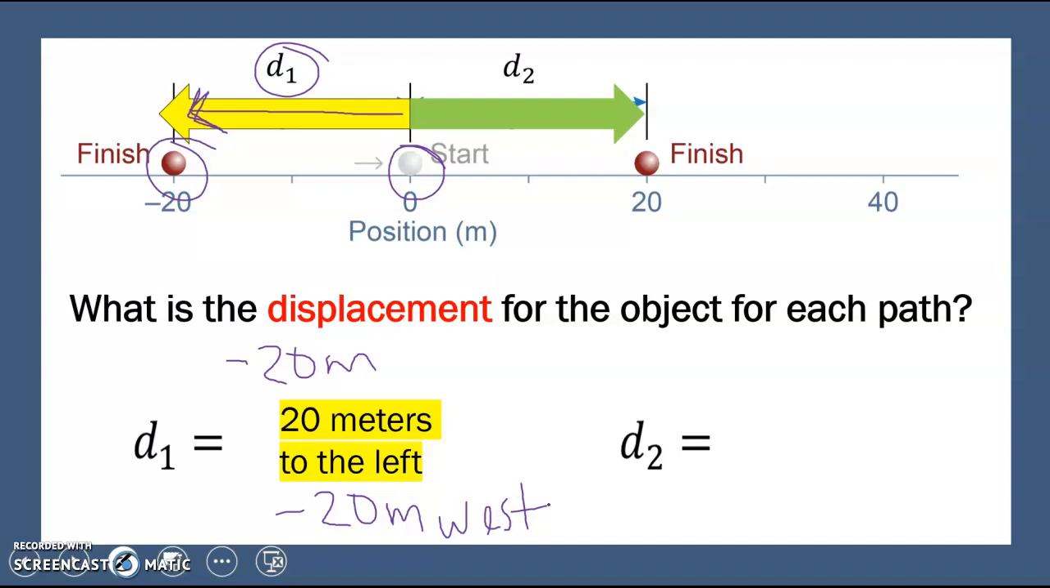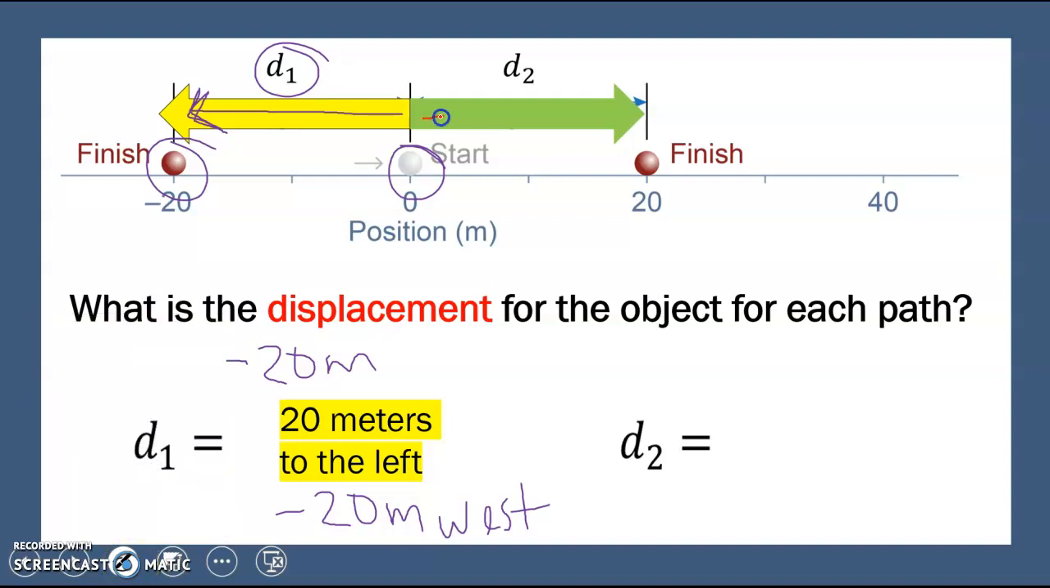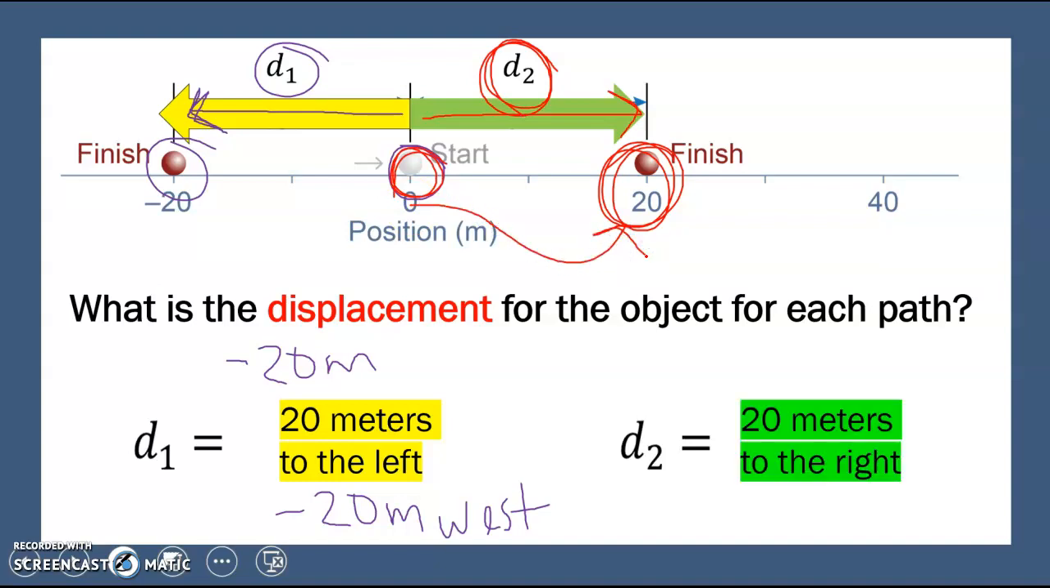Now, if we look at our second object that has moved with this green path, it again starts here and ends over here. So what would be our displacement for our second object? Well, it moved 20 meters to the right. So 20 meters to the right, or +20 meters, or +20 meters east. All of these answers would be correct.